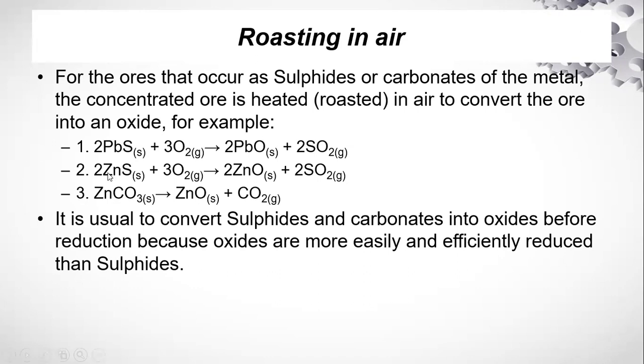The same goes for zinc sulfide plus oxygen, which will lead to zinc oxide plus sulfur dioxide gas. The same goes for zinc carbonate, which will result in zinc oxide plus carbon dioxide gas. Now it is usual to convert the sulfides and carbonates into oxides before the reduction process, that is the third stage in the extraction of these moderately reactive metals, because the oxides are more easily and efficiently reduced than sulfides.